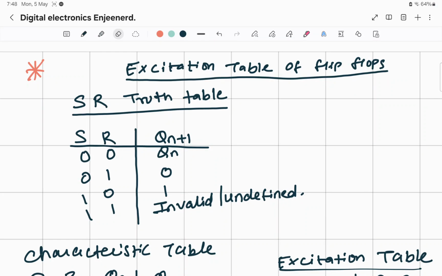Welcome to another video on digital electronics. In this video, we'll be studying the excitation table for all the flip-flops. Before doing that, let us understand what excitation is.